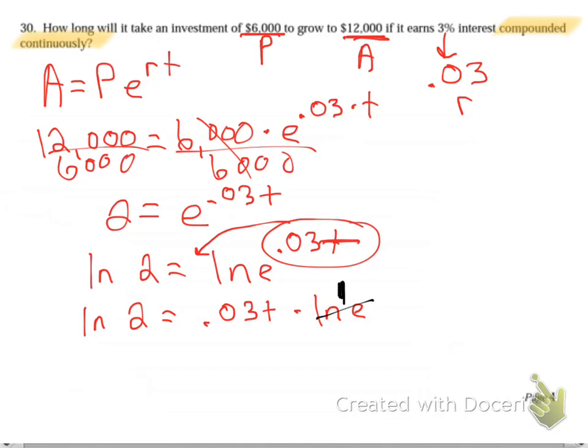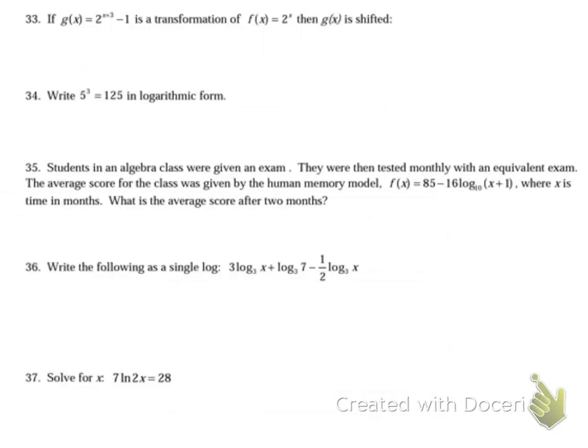Okay? So I'm left with the natural log of 2 equals 0.03t. So I just need to divide by 0.03 to get t alone. So in my calculator, I am typing in the natural log of 2 divided by 0.03, and we find that 23.10 is going to equal t. So in 23 years, that's how long it will take to double the money. I am moving on. If you need to write this down, please pause the video.